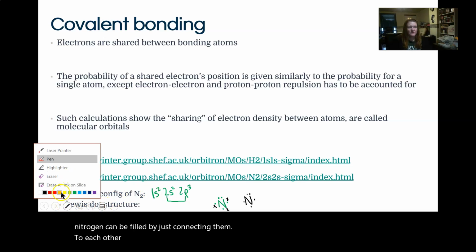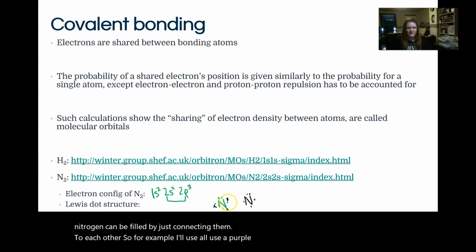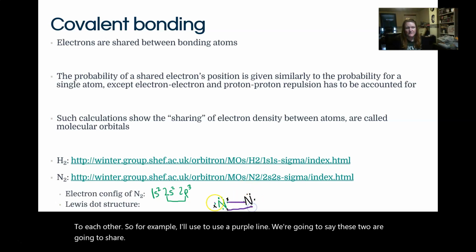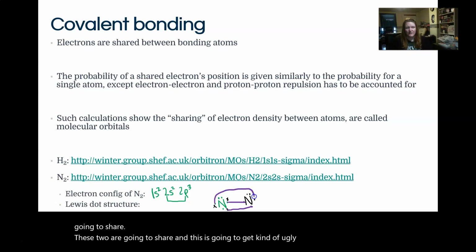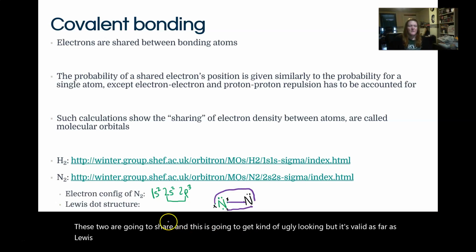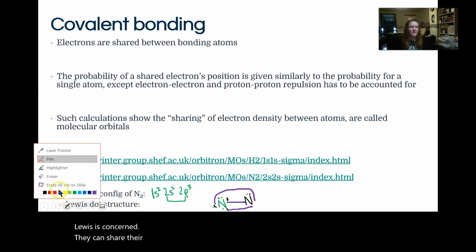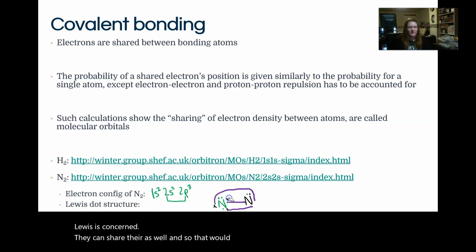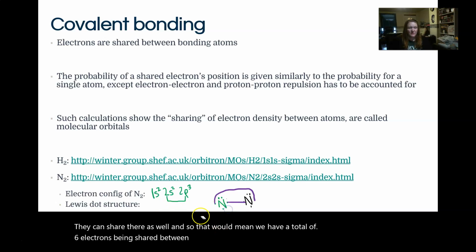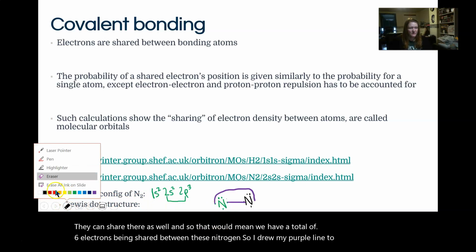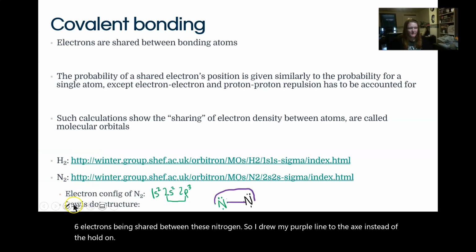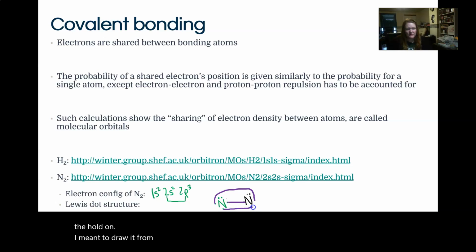So for example, I'll use a purple line. We're going to say these two are going to share. These two are going to share, and this is going to get kind of ugly looking, but it's valid as far as Lewis is concerned. They can share there as well. And so that would mean we have a total of 6 electrons being shared between these nitrogens. Oh, I drew my purple line to the X instead of the, hold on. I meant to draw it from the, so each line represents 2 electrons, right?